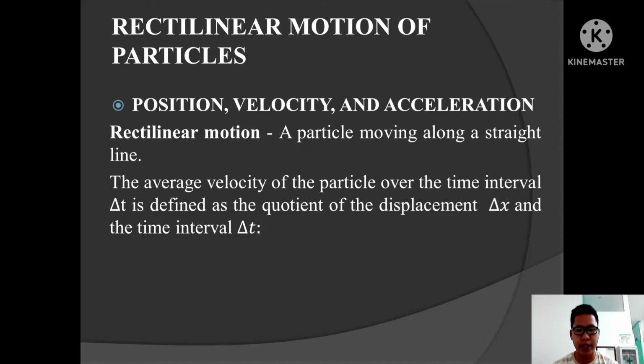which is defined as the quotient of the displacement delta x and the time interval delta t. So average velocity is equal to delta x over delta t, wherein delta x is expressed in meters and delta t is expressed in seconds. So the average velocity is expressed in meters per second.